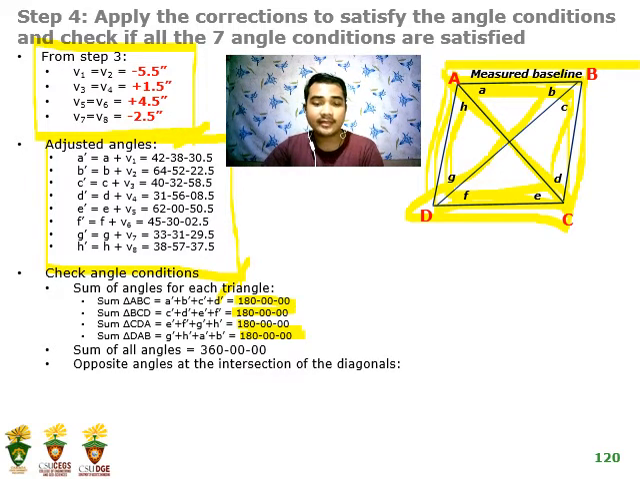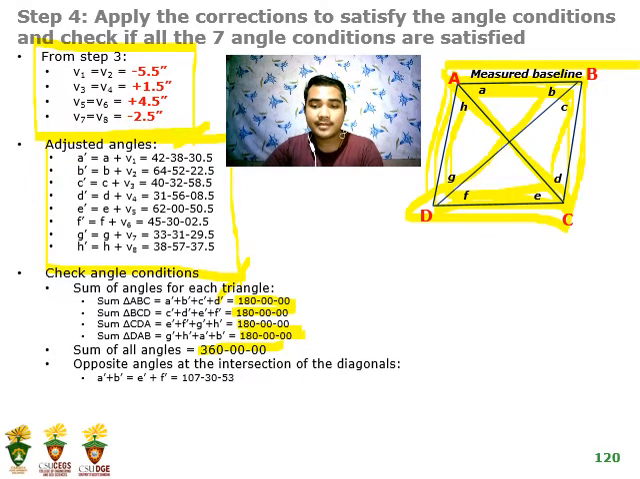So, if we add all of these, A, B, C, D, E, F, G, H, they equal 360 degrees. Therefore, our check method works. Then, the next condition is that the opposite angles at the intersection of the diagonals must be equal. Remember our earlier discussion on the side condition.